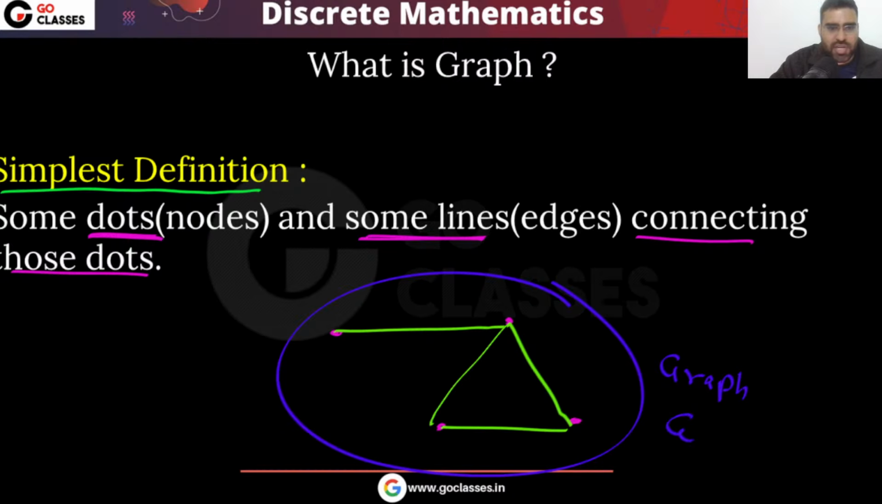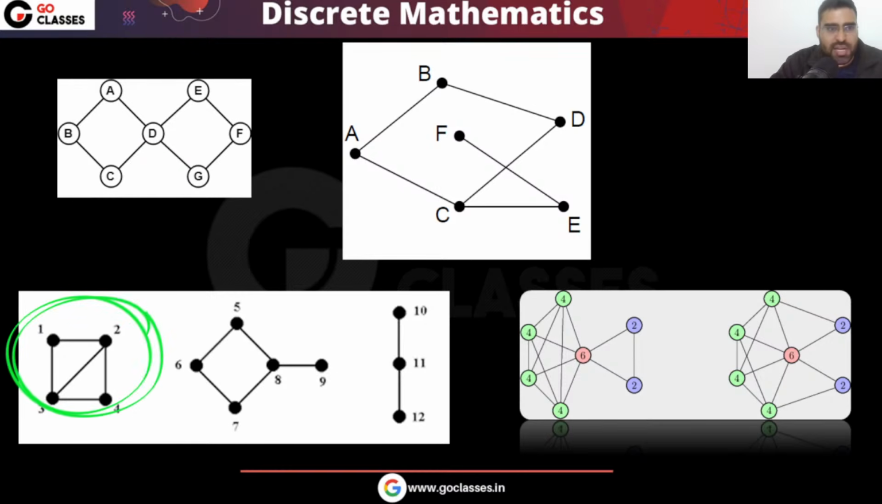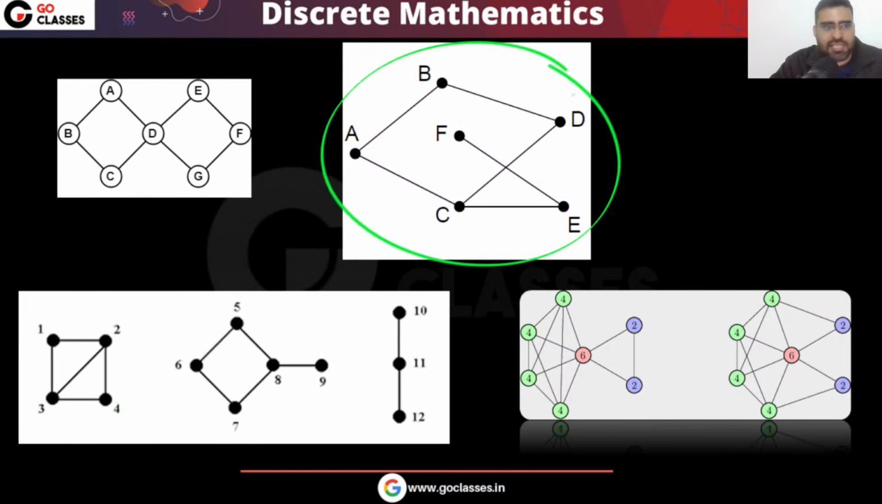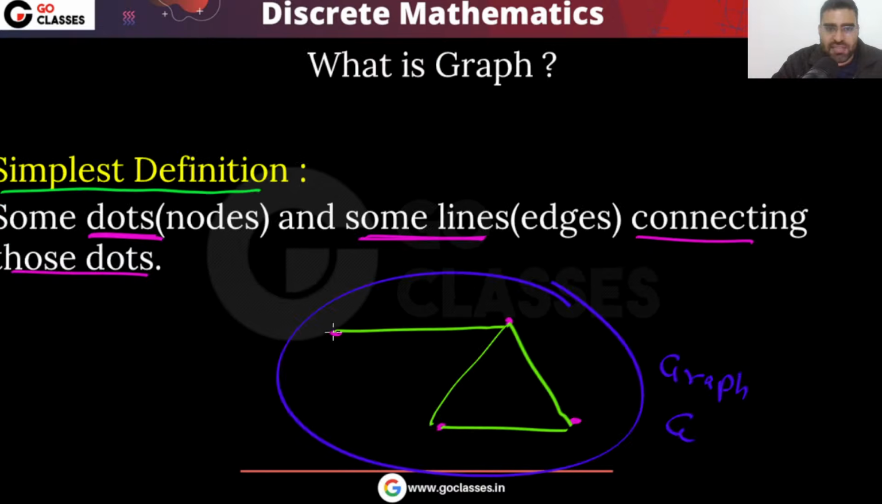Okay, now let's move on. You can notice this is a graph: some nodes, some dots and some lines connecting them. Now you might be thinking, why study dots and lines? What is the importance of dots and lines? Just think about it. Why do we want to study dots and lines? What is the purpose? What will we get? Why are mathematicians so obsessed with these dots and lines?